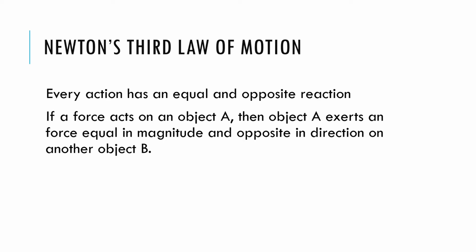This is a more thorough way to say it, maybe. If there's a force acting on object A, then object A exerts a force equal in magnitude and opposite in direction on another object B. So if you push on something, it pushes back on you the same amount. This is two forces on two objects. A very good way to think of Newton's third law is like this. The force of object A on object B is equal to the force of object B on object A. They have the same magnitude and opposite direction, so we use a negative sign here.